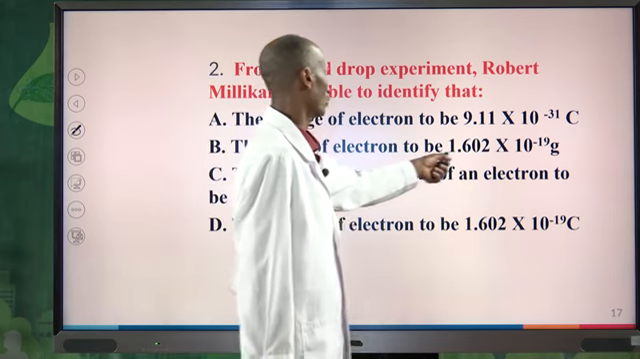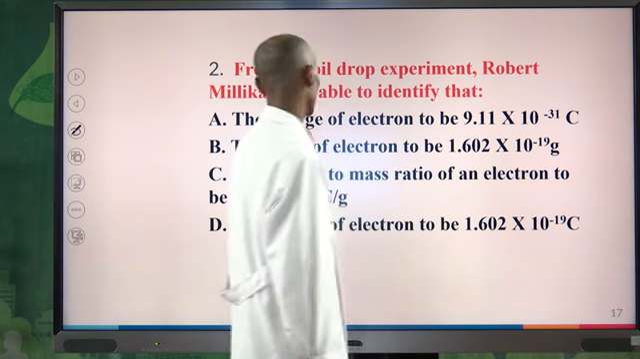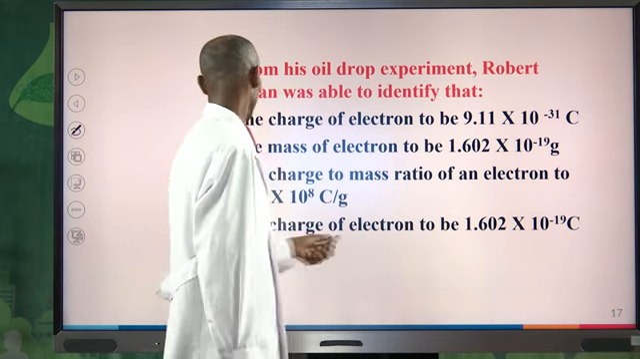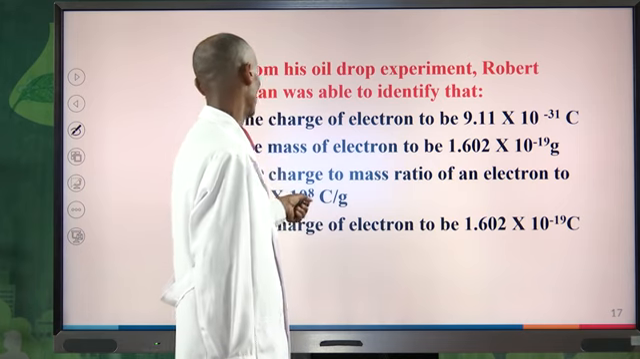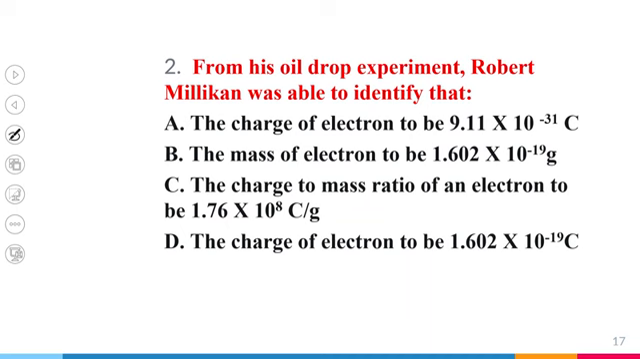This was 1.602 times 10 raised to minus 19. It is not a gram, or it is not a mass, but it is a charge. C, the charge to mass ratio of an electron to be 1.76 times 10 raised to 8 coulomb per kilogram. This was determined not by Robert Millikan, but by J.J. Thomson. D, the charge of electron to be 1.602 times 10 raised to minus 19 coulomb. D is the correct answer.